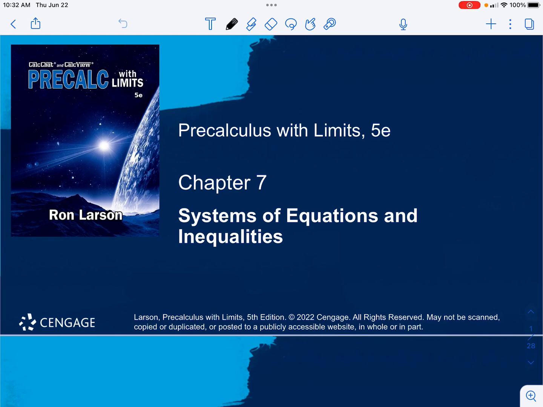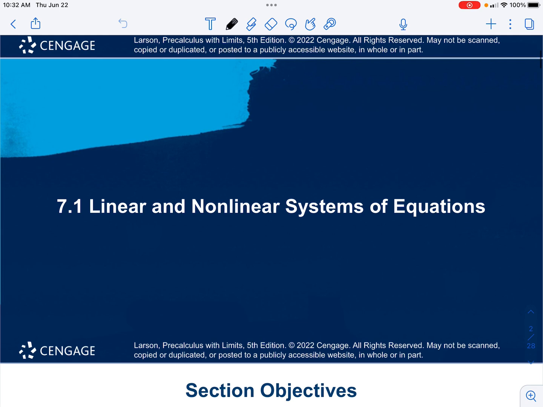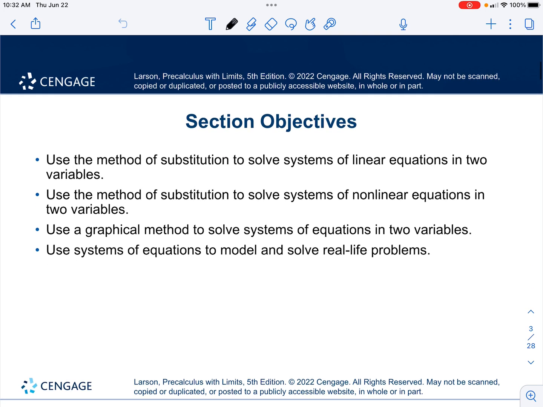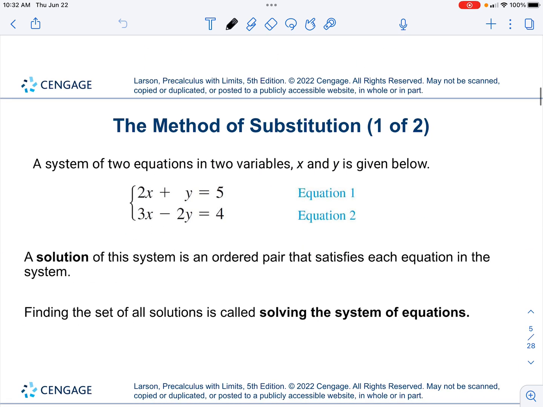Chapter 7 is Systems of Equations and Inequalities. And for this first section, we're going to look at linear and nonlinear systems of equations. A system of equations is when you have more than one variable and more than one equation. So today we'll look at systems that have two equations with two unknowns and solve them using substitution.